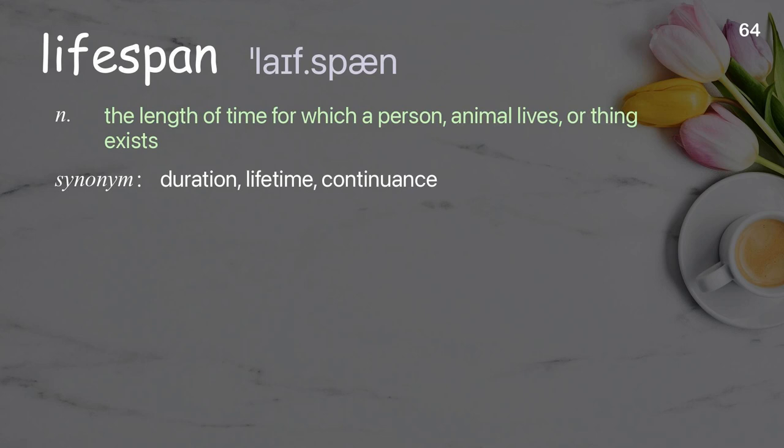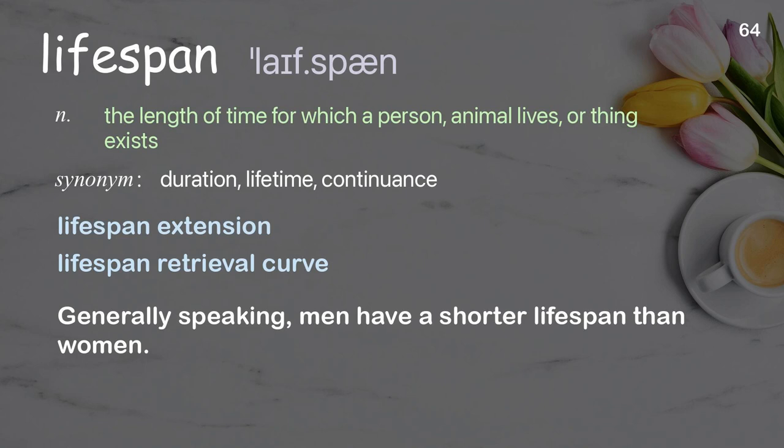Lifespan: the length of time for which a person or animal lives, or thing exists. Examples: lifespan extension. Lifespan retrieval curve. Generally speaking, men have a shorter lifespan than women.